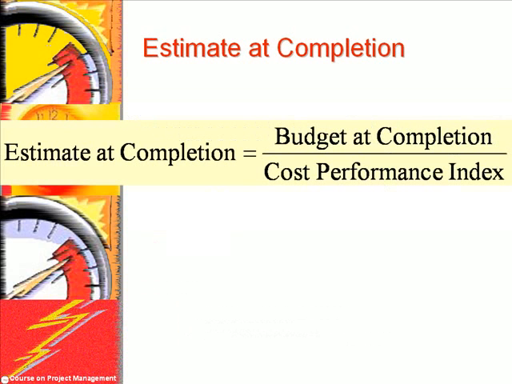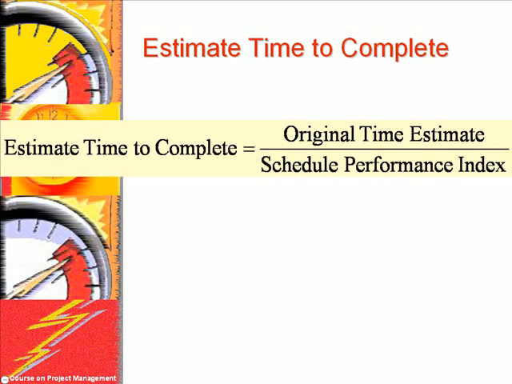The estimated cost at completion is calculated as the project's entire budget divided by the cost performance index. This estimate assumes that we progress with the project at the same rate as the last calculated rate of performance. The estimated time to complete the project is calculated by dividing the original time estimate by the scheduled performance index. Again, this estimate assumes that we continue to perform the rest of the tasks of the project at the current rate.